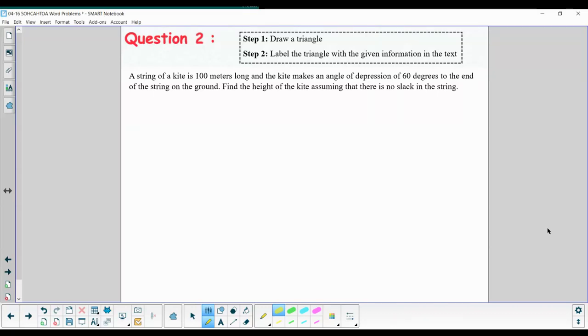So my second question here says a string of a kite is 100 meters long and the kite makes an angle of depression of 60 degrees to the end of the string on the ground. Find the height of the kite assuming that there is no slack in the string.